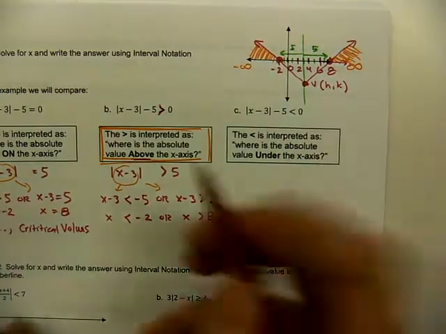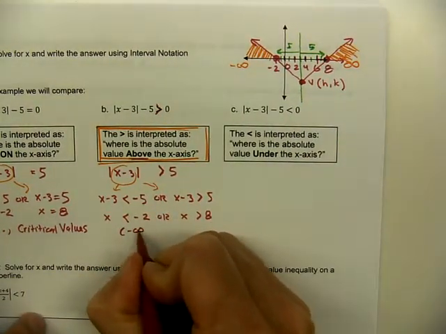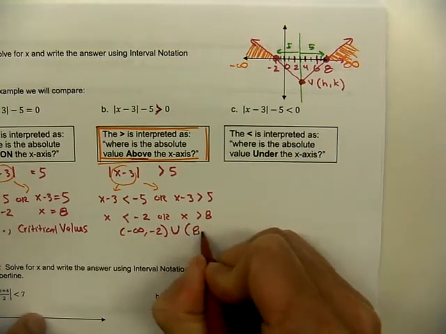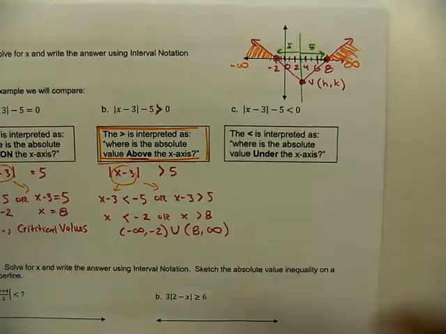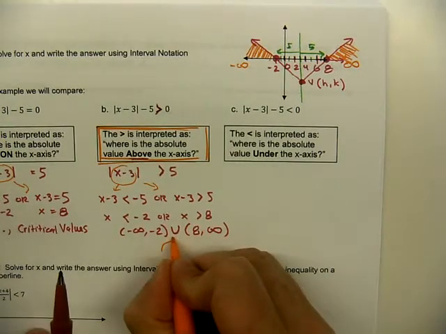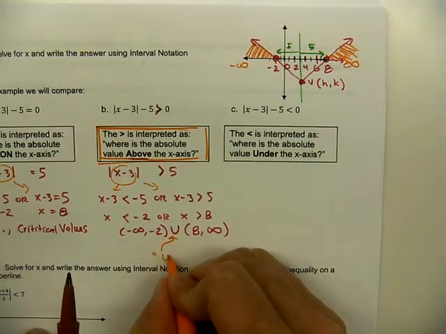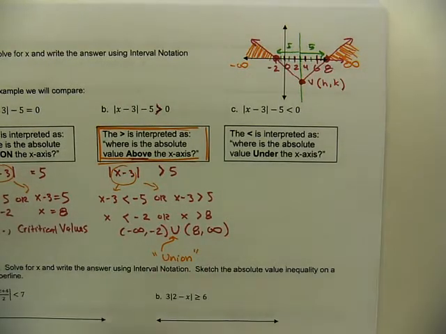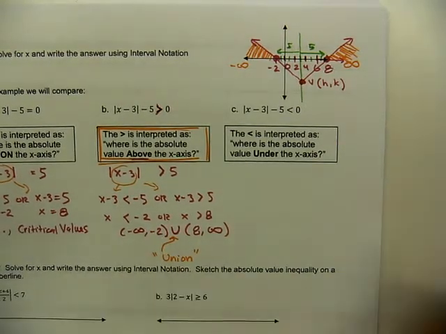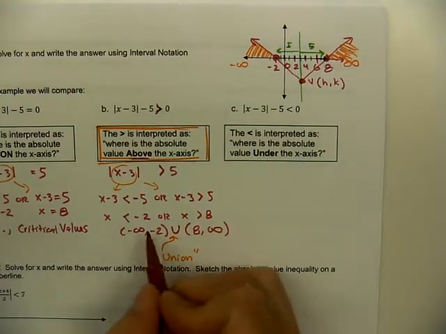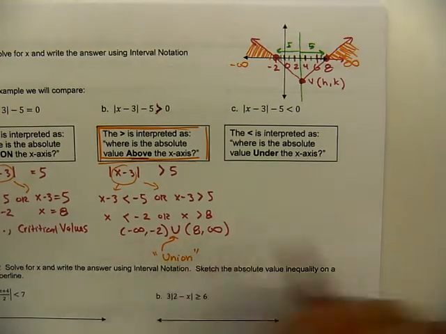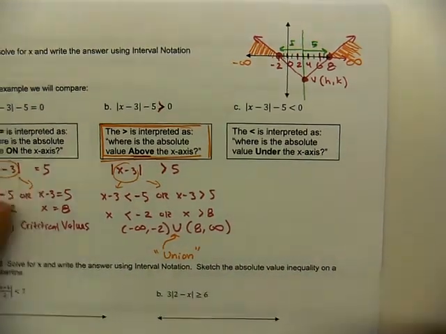So if we write our answer, we will say negative infinity to negative 2 in union with 8 to infinity. So that symbol right there, we say the union symbol. It means even though there's that gap between the numbers of negative 2 and positive 8, we're sort of combining. It's both of these at the same time that make the entire solution. It's not one or the other, it's both of them at the same time.